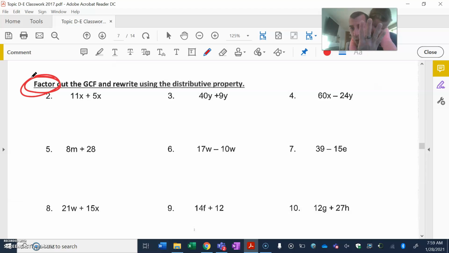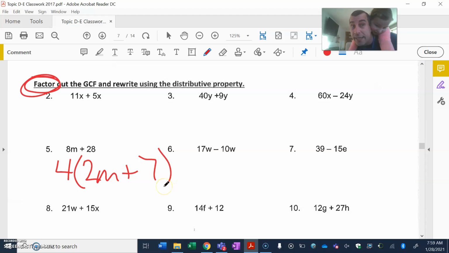How about 4, Ella? Does 4 work? Yes, it does. So we're going to divide them both by 4. Again, it's the reverse distributive property. What do you multiply 4 by to get to 8m? Well, that's 2m. What do you multiply 4 by to get to 28? Well, that's 7. You got that, Ella?